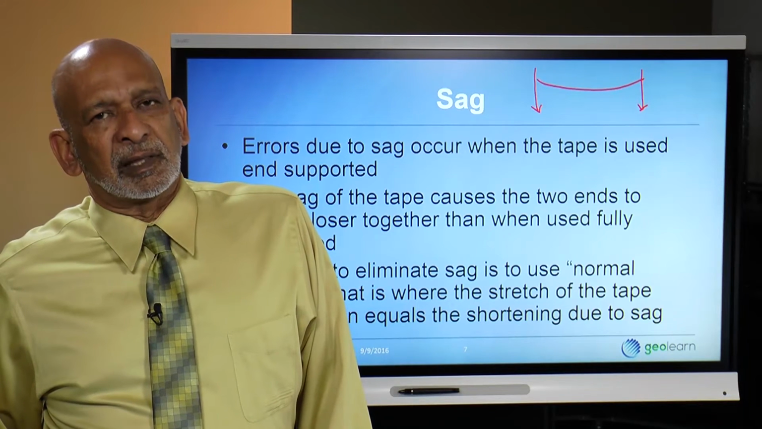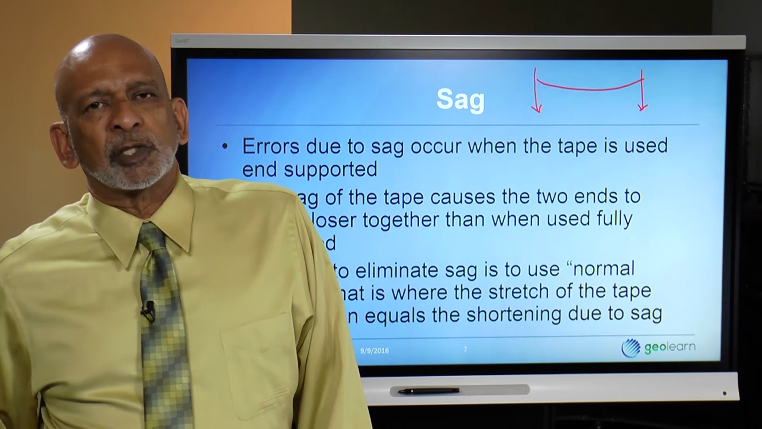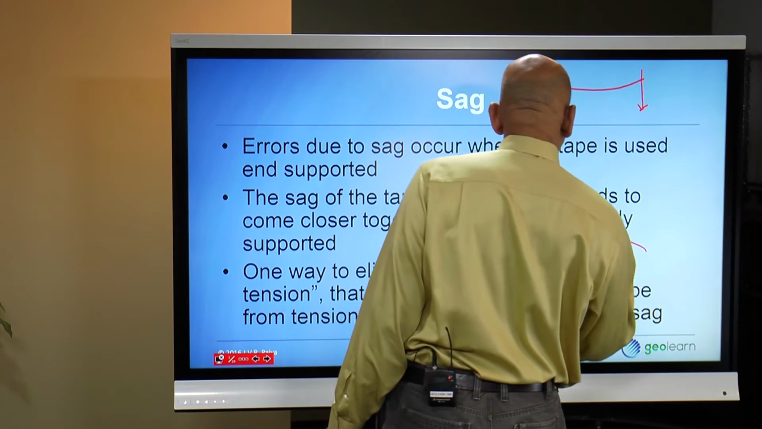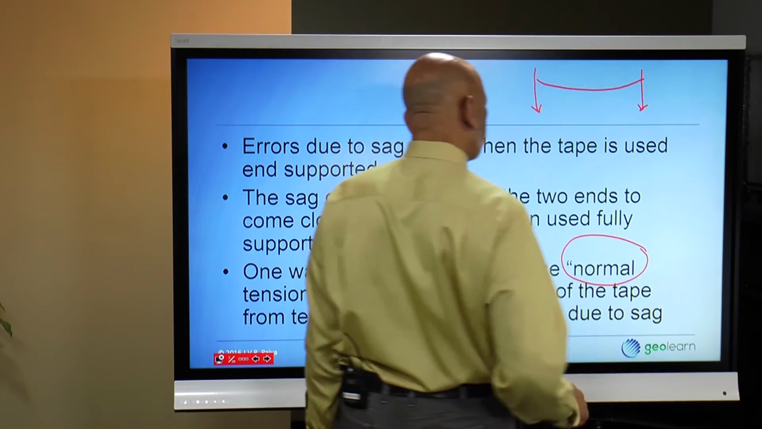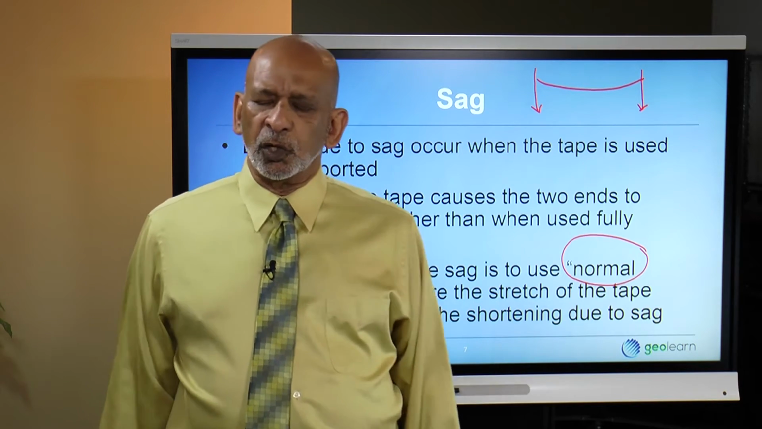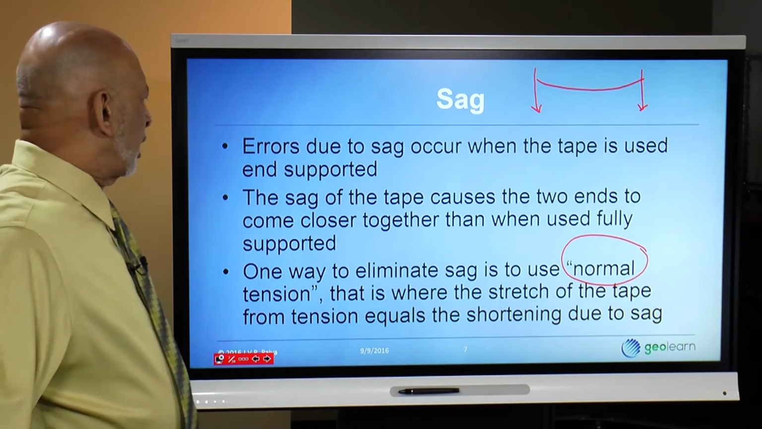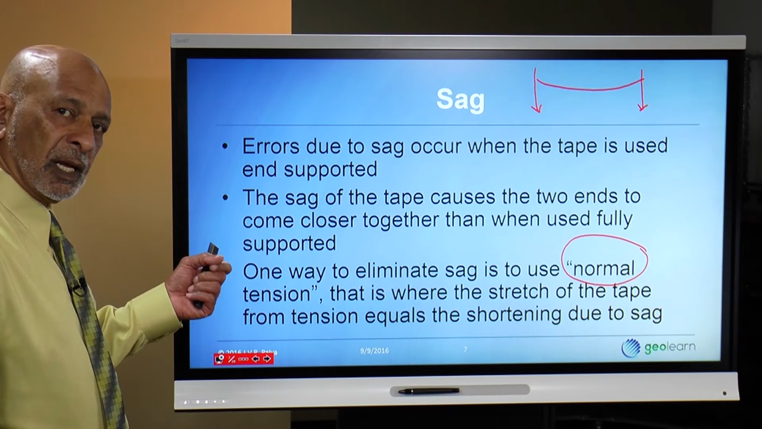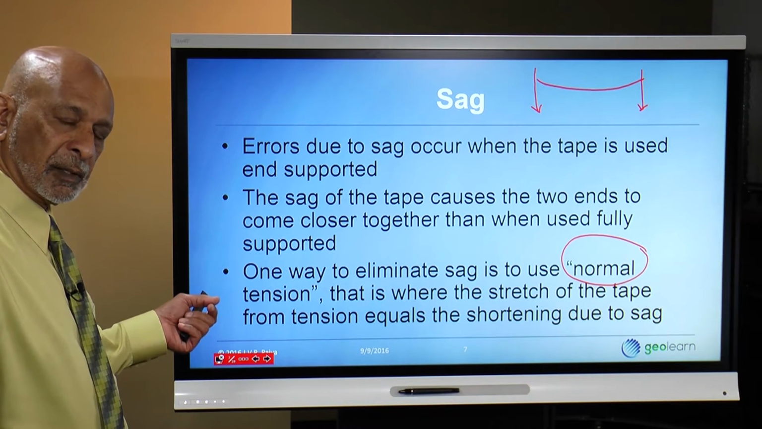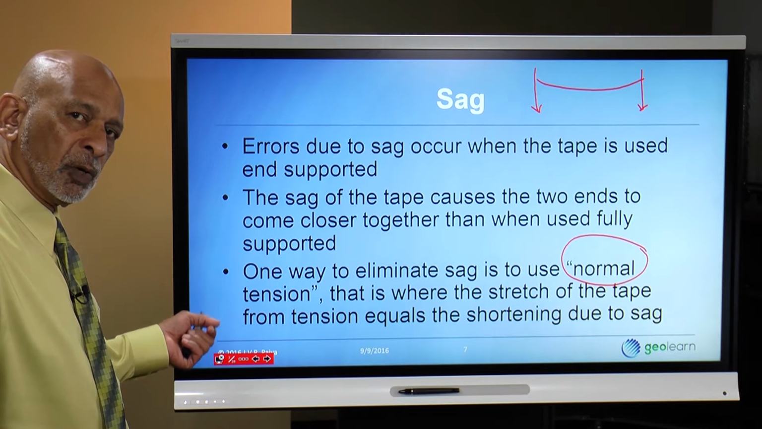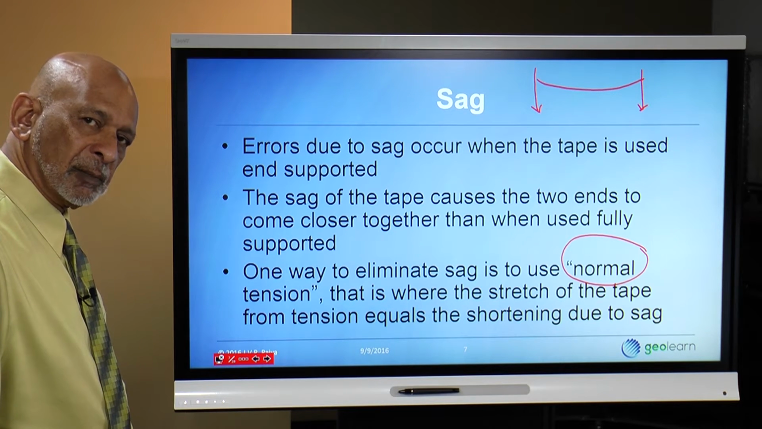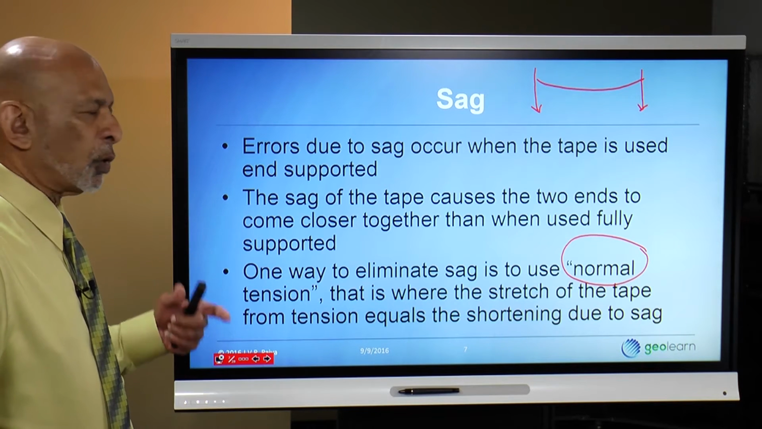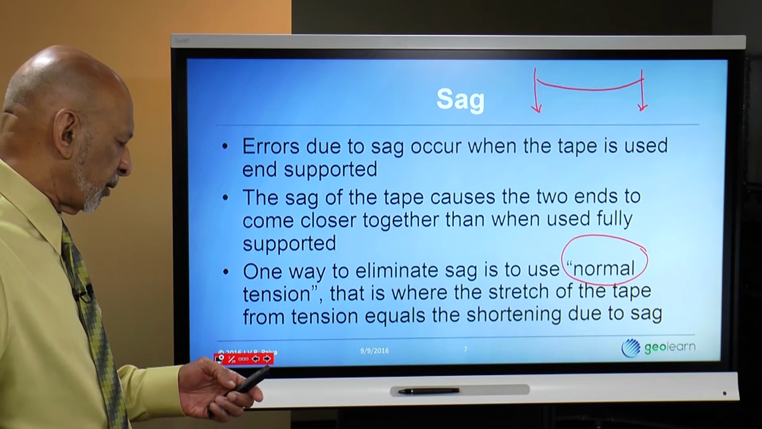One way to eliminate the sag is to use what's called normal tension. And normal tension is a very specific term. It's not the tension used to standardize the tape. It's the tension where the stretch of the tape from the previous discussion, the pull on the tape, the tension that can cause the tape to stretch, cancels out or equals the shortening effect due to sag.